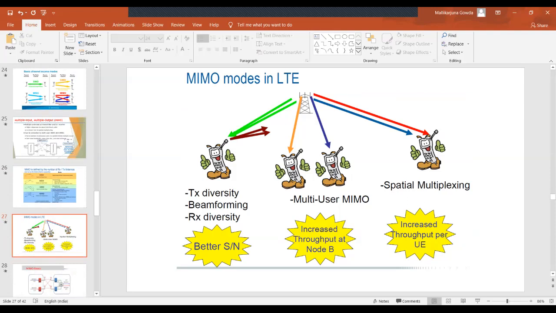With this technique, I will be able to have a better signal to noise ratio. This is only multi-user MIMO. It increases the throughput at the eNodeB, and it is spatial multiplexing. That is transmit diversity. This increases throughput at the user equipment.